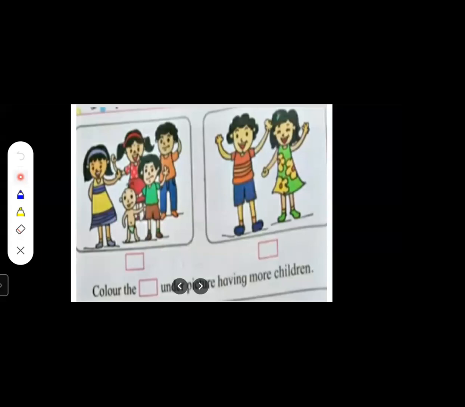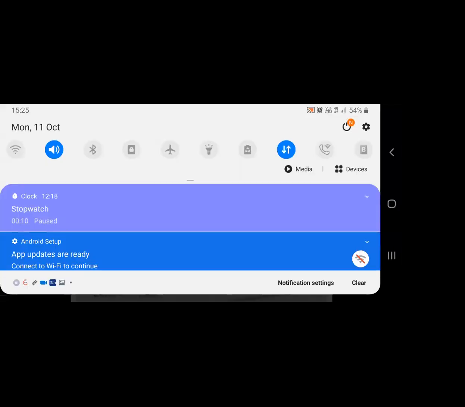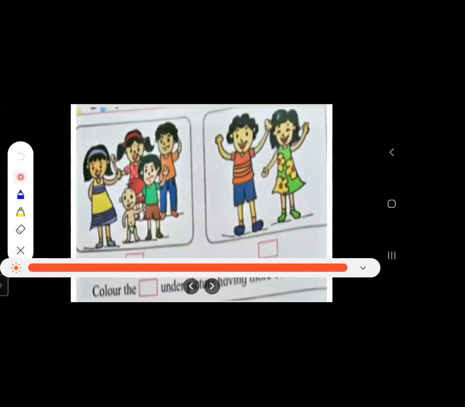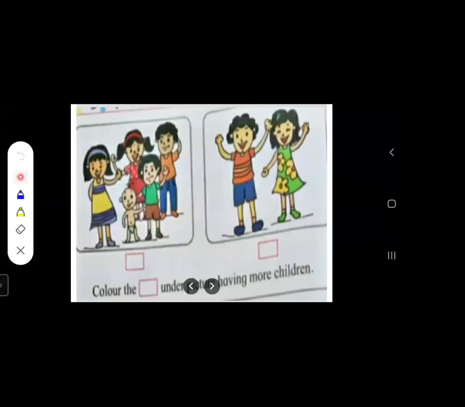In the first box, how many children are there? 1, 2, 3, 4, 5. Over here, 5 children are there. And over here, 1, 2. Here, 2 children are there. So, students, which is more? Which is the greater number, 5 or 2? 5, right? So, here there are more children.